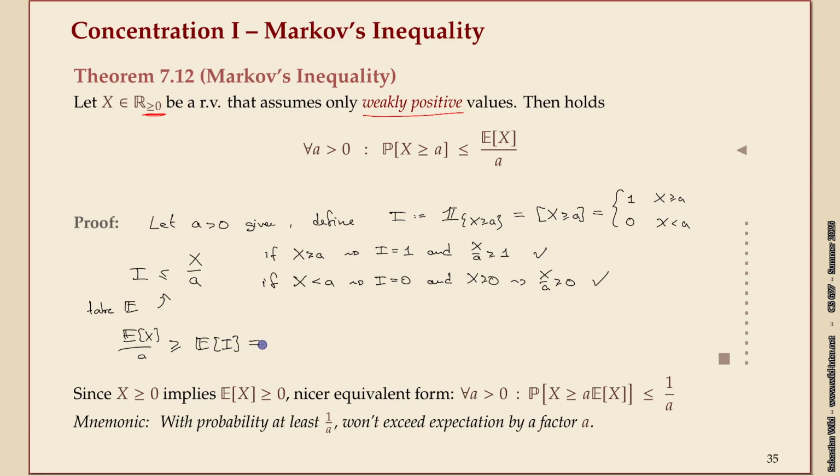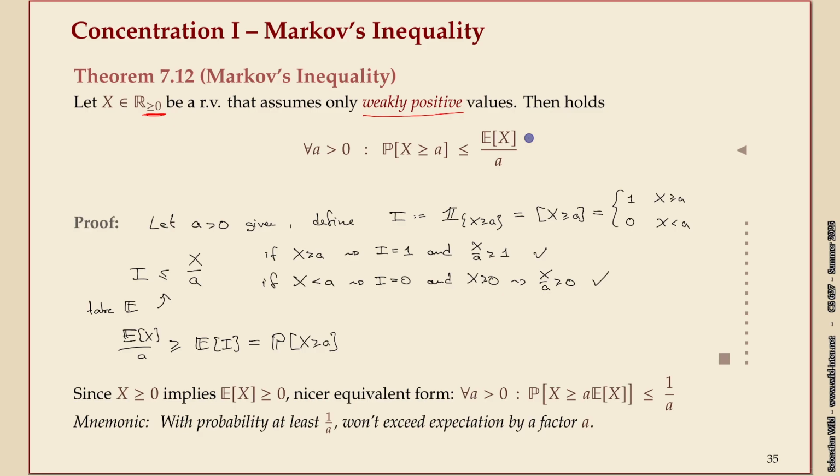And because this is an indicator random variable, the expectation is the sum of 1 times this probability plus 0 times this. So that's exactly the probability that x is greater or equal a. And that's it, right? That's the statement. So the proof is almost boring. But the inequality turns out to be tight in the general case. That's the best you can say if you want to relate x or bounds for x to be large to its expected value.